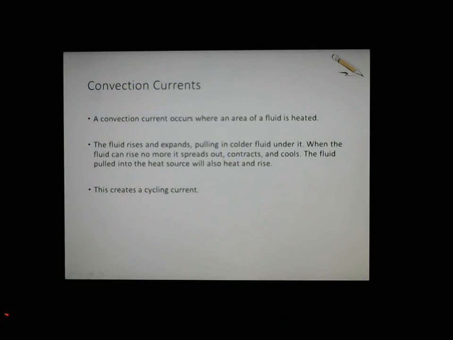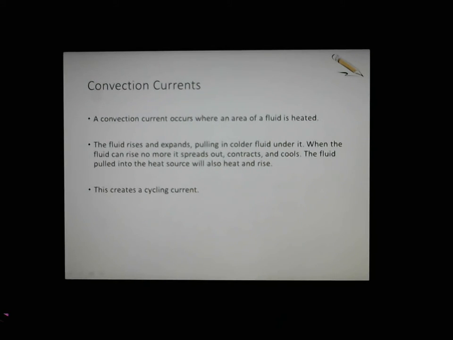So we need to talk about what these convection currents are, because we've talked about the structure, but how does this move? So a convection current is an area where a fluid, now in science a fluid means either a gas or a liquid, because they both flow, so they're called fluids, where we heat an area of fluid.